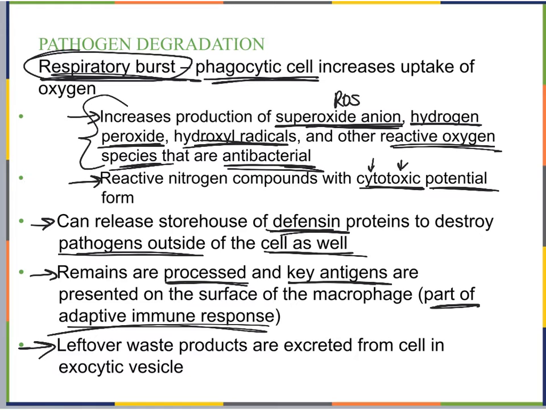Then what we have is leftover waste products, so those that we don't present on the surface of the macrophage. We have all this other leftover stuff, and these are going to be excreted from the cell in an exocytic vesicle. So we secrete them from the cell, and they can go to various areas and be recycled or be destroyed or just be released as waste, via our typical waste things like urine, feces, sweat, and we can get rid of these extra things.